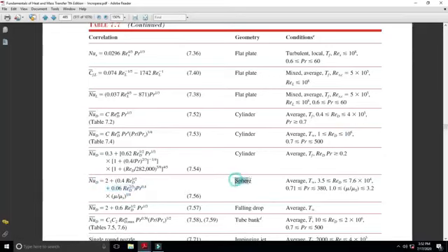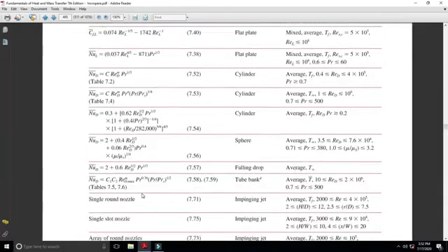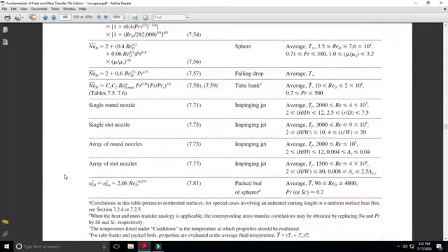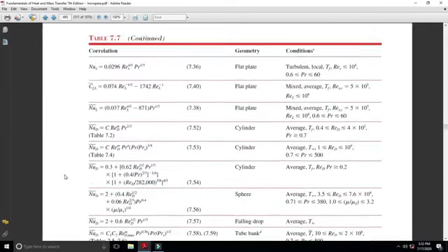This one will be used for the flow over a sphere, and it will give us the average value of the Nusselt number. And the properties will not be evaluated at TF, rather they will be evaluated at T infinity. And similarly, we have this expression of Nusselt number, which can be used in the case of a falling drop, and it will give us the average value of the Nusselt number. So there are other expressions for Nusselt number as well, but of course over here are those expressions that are more commonly used.